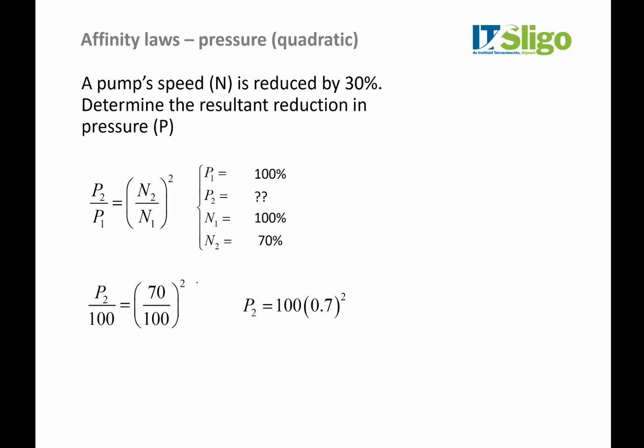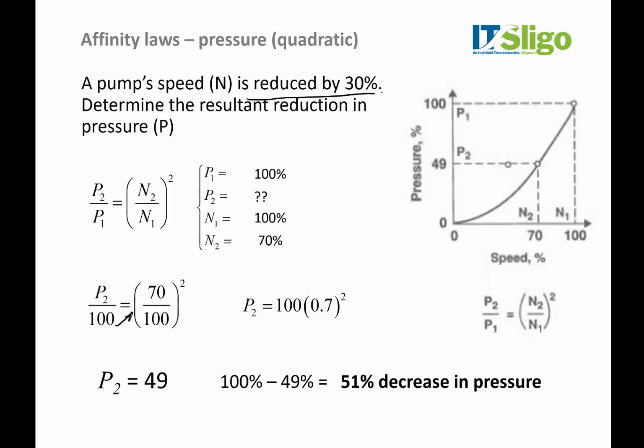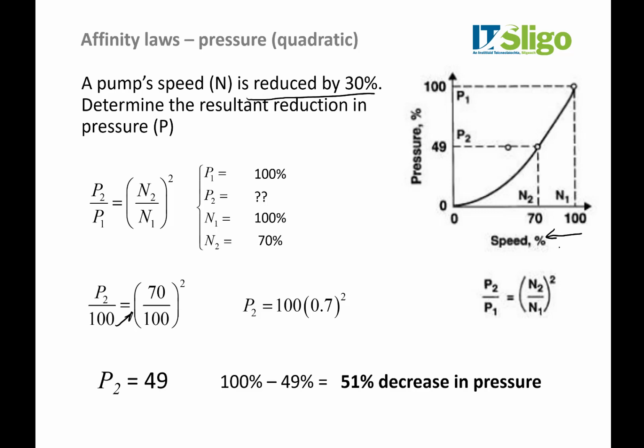Multiply both sides by 100 to get this up. And when you work that out, the new pressure is 49. So there was a 51% decrease in pressure when we reduced the speed by 30%. Because of the quadratic relationship, we reduced the pressure by 51%. And in lots of systems that mightn't be acceptable, like now the pump can only pump to half the height it could before, which might mean that that speed change isn't viable. But this is what would happen if you reduce the speed by 30%.